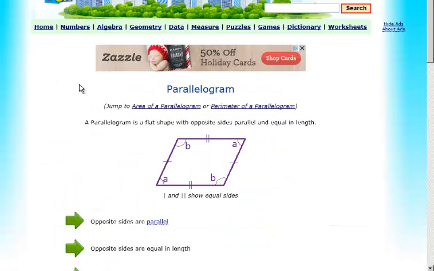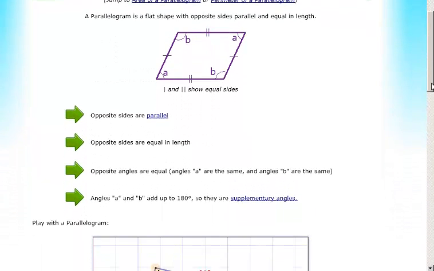A parallelogram is a flat shape polygon with sides that are parallel and equal in length. If you notice on this, the angle A and this angle A are opposite and equal, whereas these two angles, angle B, are opposite to each other and they are the same measure. The same way, the opposite sides are parallel and equal in measure.